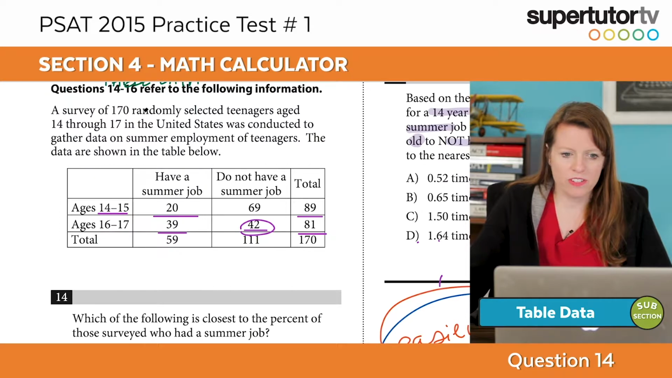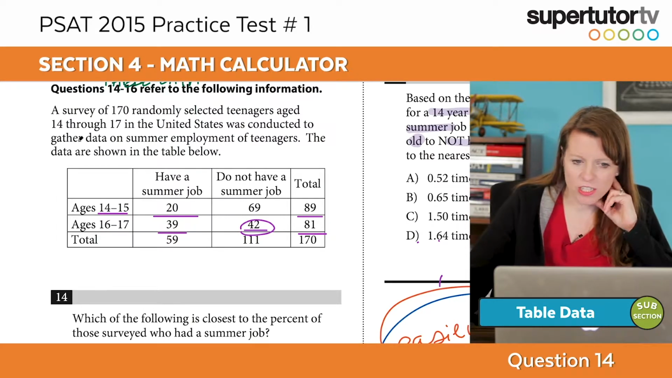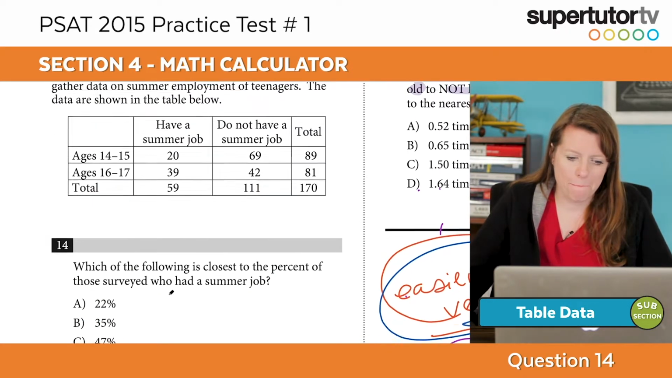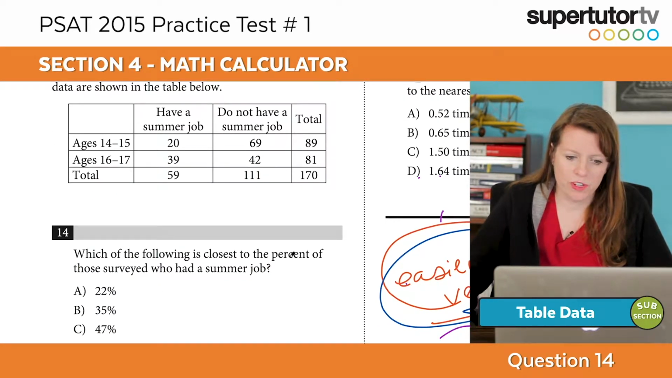A survey of 170 randomly selected teenagers aged 14 to 17 in the U.S. was conducted to gather data on summer employment of teenagers. The data are shown in the table below. The biggest issue that people make when they do these problems is that they don't grab the right information. Which of the following is closest to the percent of those surveyed who had a summer job?